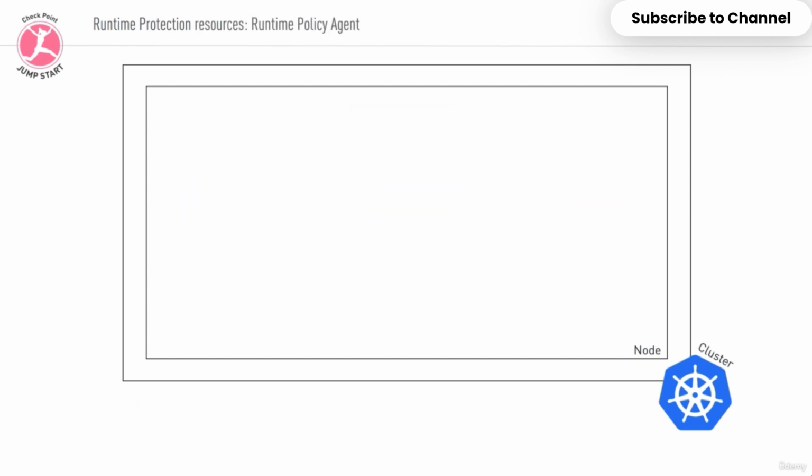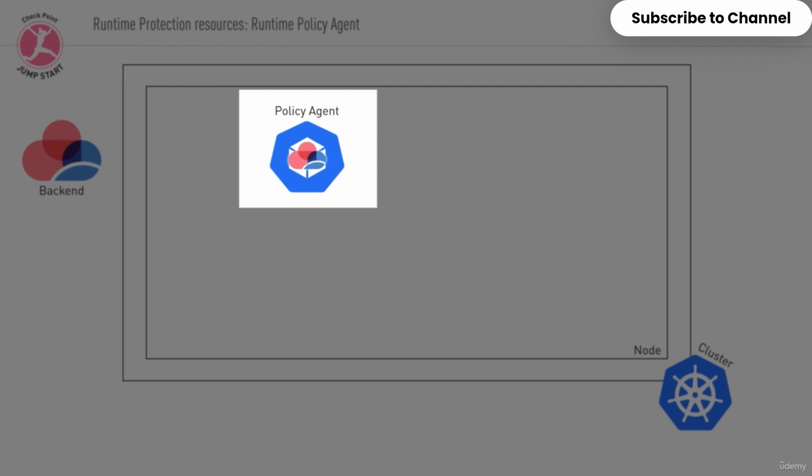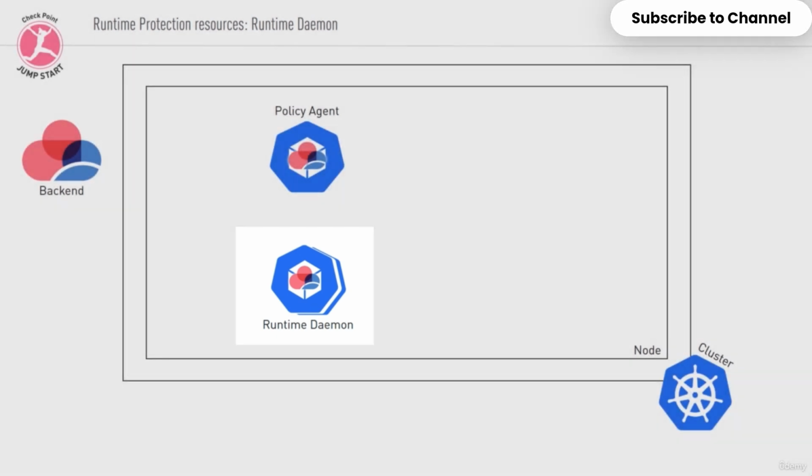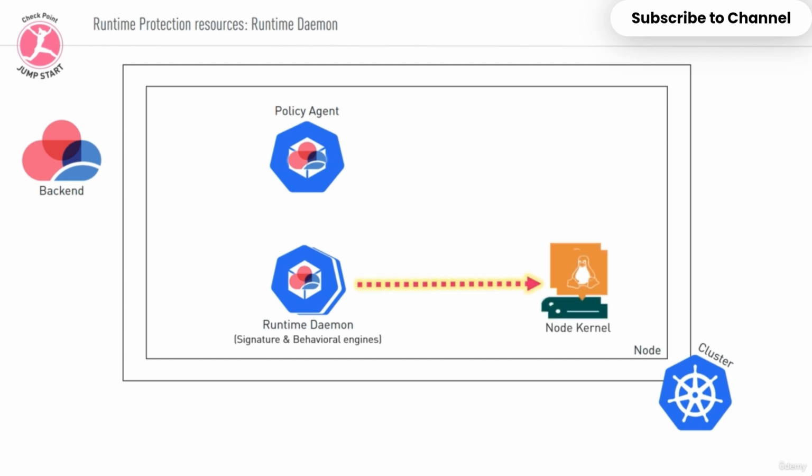Runtime protection includes the following resources. The Runtime Policy Agent. This agent is responsible for retrieval of user-defined configurations and policies from the CloudGuard backend. The Runtime Daemon. This is a Kubernetes daemon set which, as explained, runs the two runtime protection engines. The daemon monitors the kernel system calls. The last runtime protection resource is Custom Resource Definitions, also known as CRDs. These are runtime protection policies which define allow, deny, and exclusions. These CRD policies are present on any cluster where our solution resides.